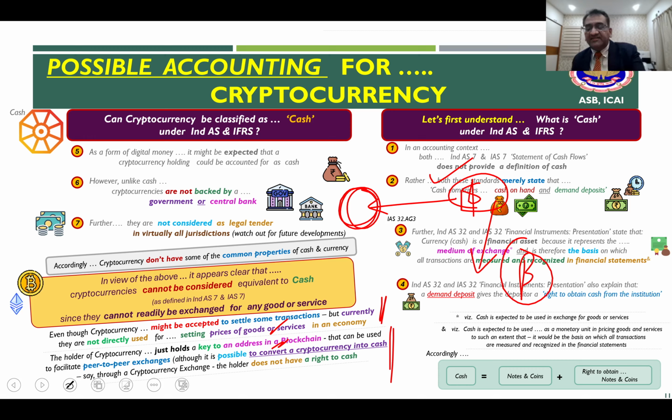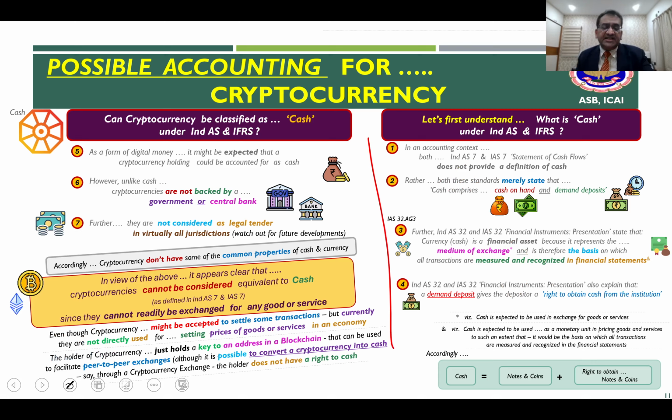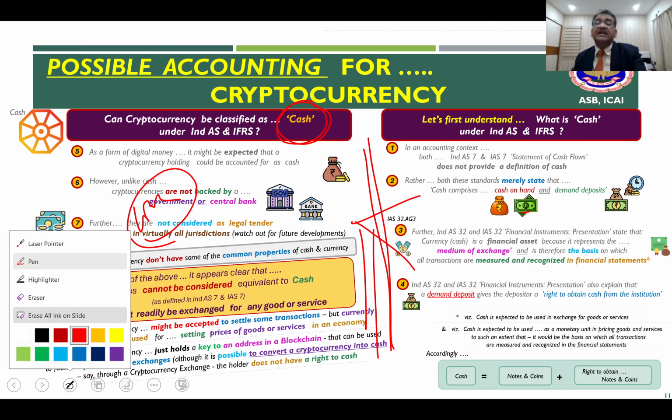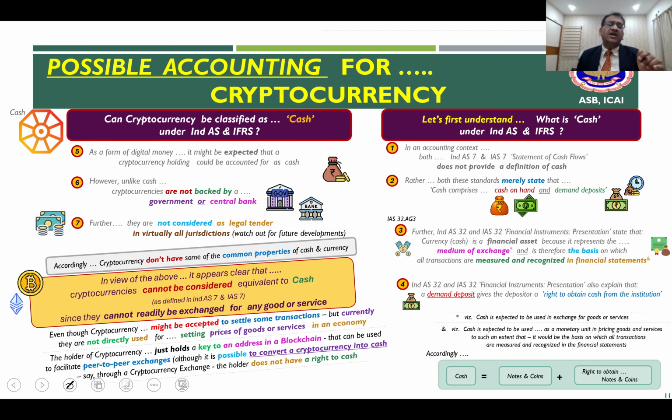So that is the way you have to interpret it, considering the attributes and features of what cash or currency is as contemplated under your statement of cash flow standard and the financial instrument standard, Ind AS 32 or IAS 32. Considering all of that, these cryptocurrencies do not meet the definition of cash. And as I mentioned, the IFRS Interpretations Committee has also concluded exactly the same way, that these cryptocurrencies, at least as of now, do not meet the test of being classified as cash.